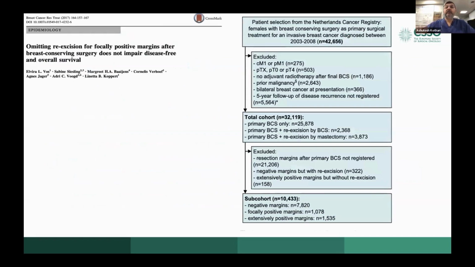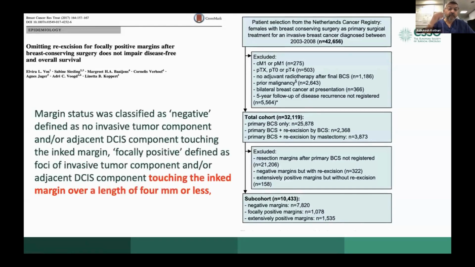Now, this is the question we asked you in the poll about re-excision of margins. We made a huge thing about margins and re-excision, and Sarah will tell you that it's not a perfect science. Or maybe she'll tell you it is. But if you look at this study, which came from the Dutch registry, and they looked at 42,000 patients, their margin was classified as negative if there was no invasive tumor component or DCIS component touching the ink margin, and focally positive was defined as foci of invasive component or DCIS touching the ink margin, which is less than 4 millimeters in length. So some of these patients had positive margins, but were focally positive.